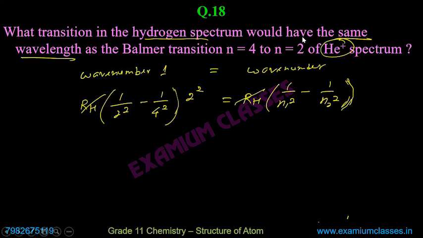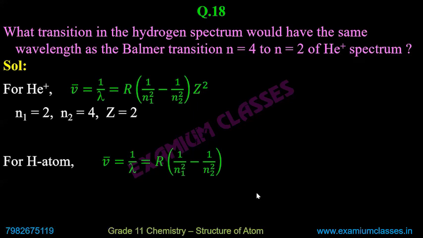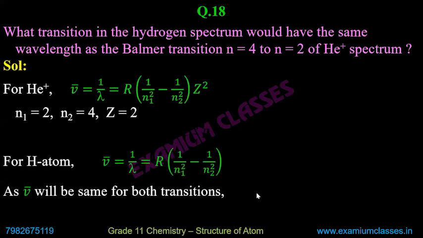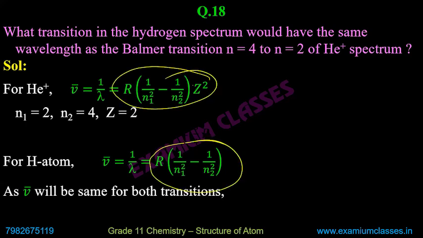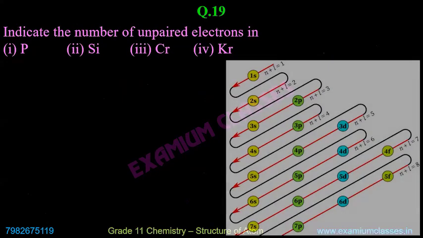Yes, Pratyush, that is the answer. In this case, the answer will be 1 to 2. In case of hydrogen, the transition will be from 1 to 2. This one I have written separately and then equated. You can directly equate this one and this one. R will get cancelled. Substitute the values, and the answer will be n1 equals 1 and n2 equals 2 when you solve it. Obviously I have not solved it. You have to solve it if this question appears.